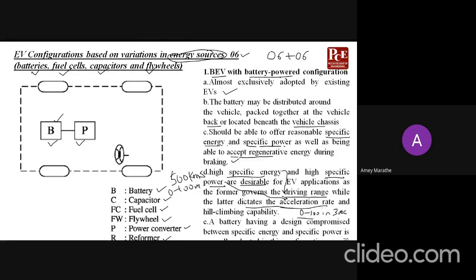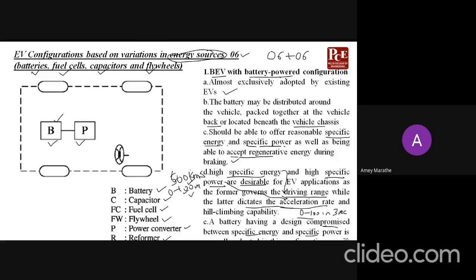Okay, so a battery having a design compromise between specific energy and specific power is generally adopted in this configuration. So again, you cannot have both high specific energy and high specific power. That is why you will have to do a compromise between specific energy and specific power. So either it can give you a range and it will not give you the acceleration rate, or if your vehicle gives you the acceleration rate, then it will not give you the range.